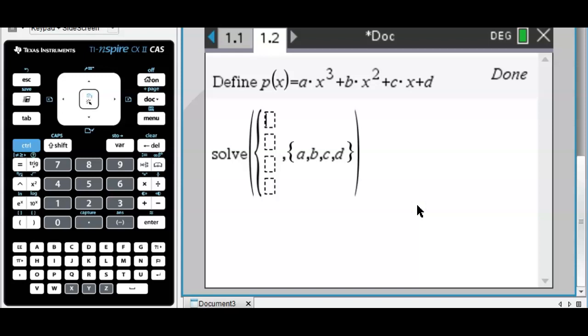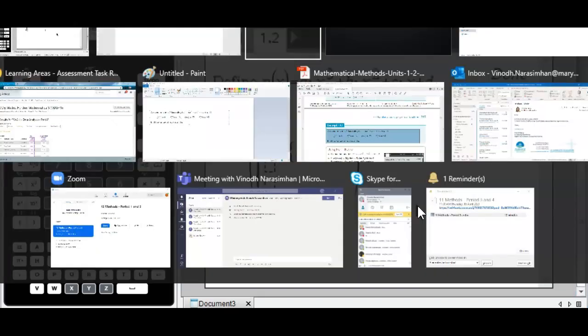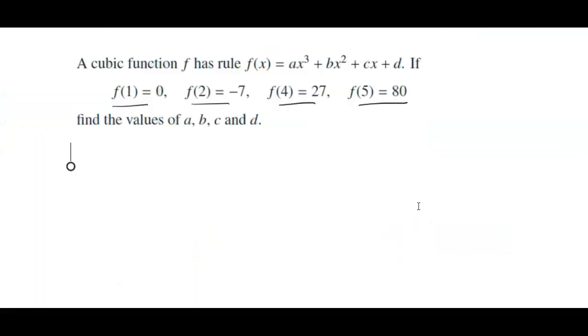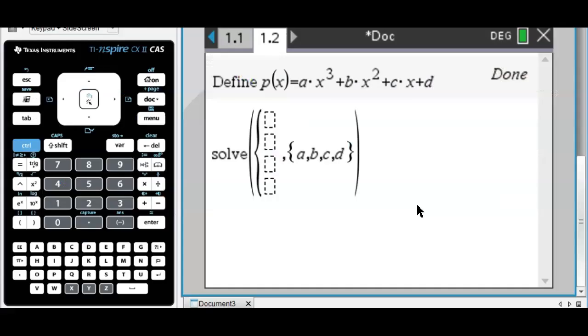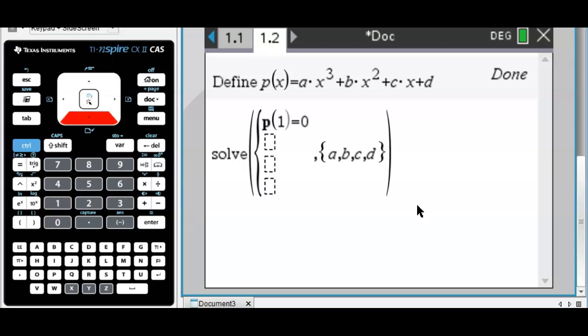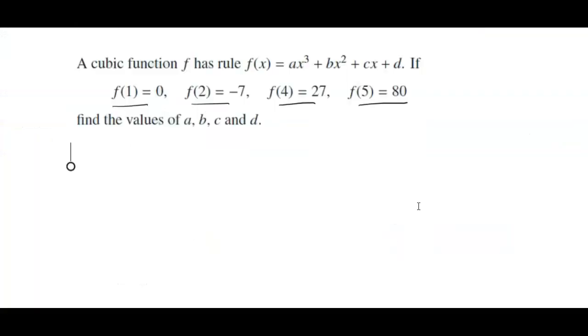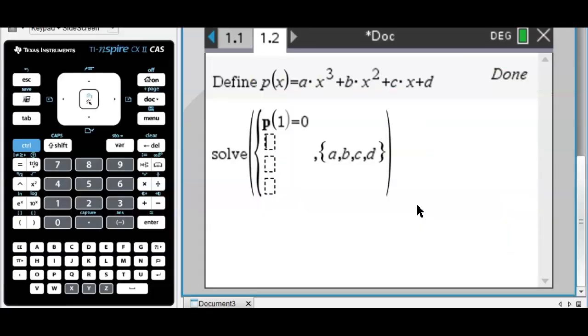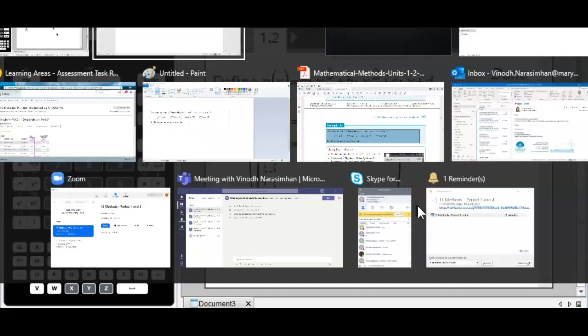So we're going to start by entering the first equation. The first equation is when the value for x is 1, the function is equal to 0. So we're going to enter it by going p of 1 equals 0. Now the good thing about defining the function is we don't actually have to type the whole thing in, we just have to type it in this particular format. The second point we're going to substitute is when x is equal to 2, it's -7. So p of 2 equals -7.